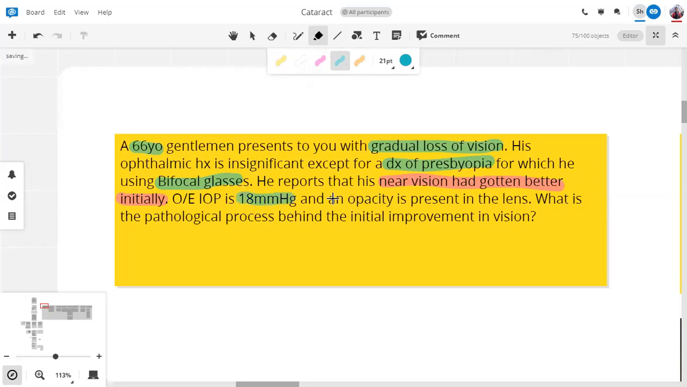An opacity is present on the lens. So on examination, an opacity is present on the lens. Till now, what is your diagnosis?